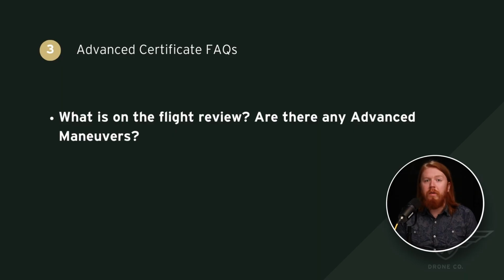Questions that we get frequently about advanced environments. A question that I get all the time: what is on the flight review? What does the flight review consist of? I will not spoil my whole review today, but I will tell you it is 3 parts. There is a document review, a flight planning section, and then the flight section. In the document review, whoever your reviewer is will look at your documentation.